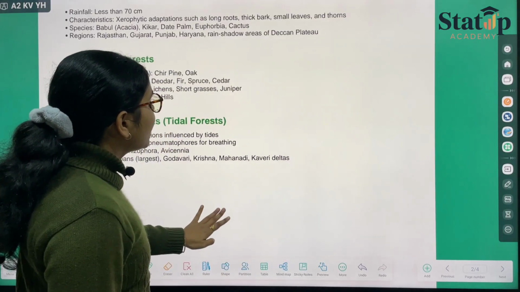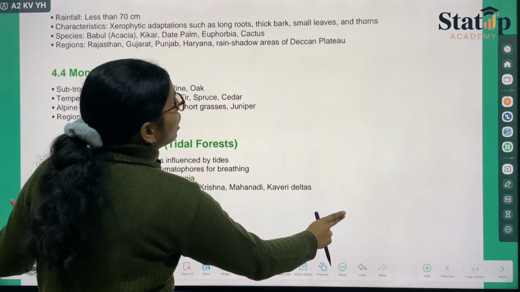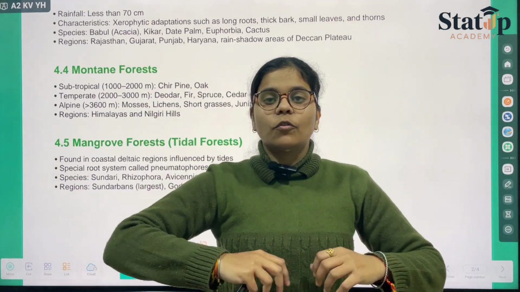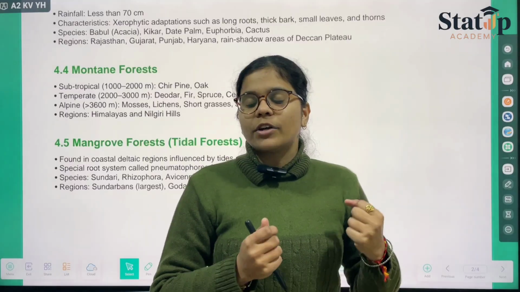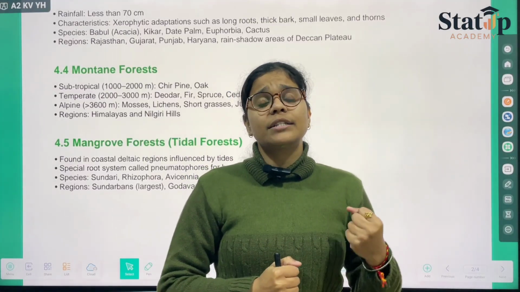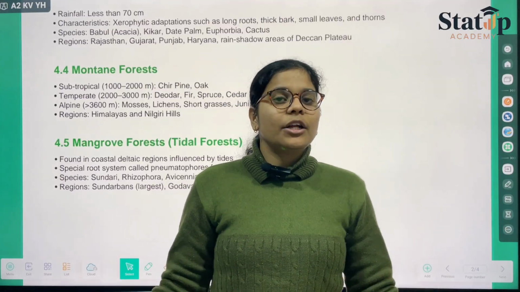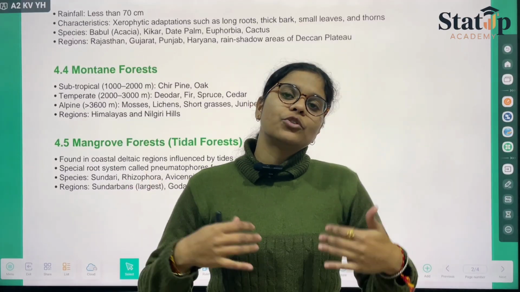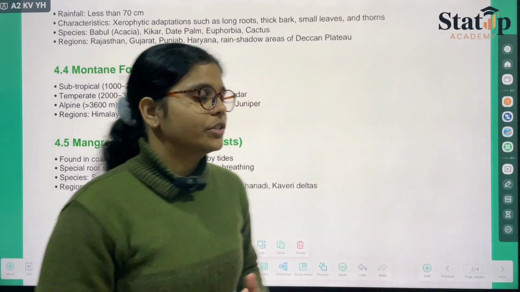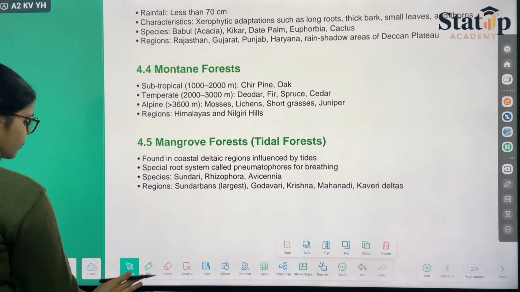That means they have long roots, and due to the presence of long roots and thick bark along with small leaves, even though the amount of rainfall received is 70, the amount of water lost by transpiration is reduced, so that the water can be retained in the plant itself and in the soil, so that the soil can maintain its fertility, and most of the nutrients can be taken from the soil by the plant so that it can grow even in low rainfall ranges. That's why the xerophytic adaptations are important.